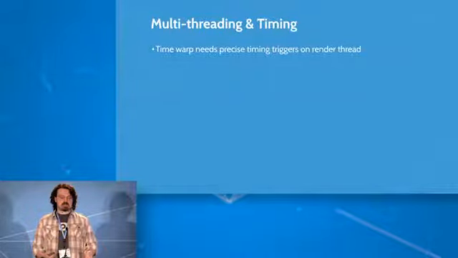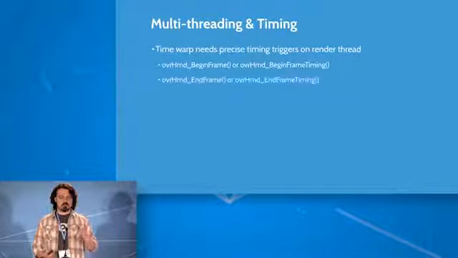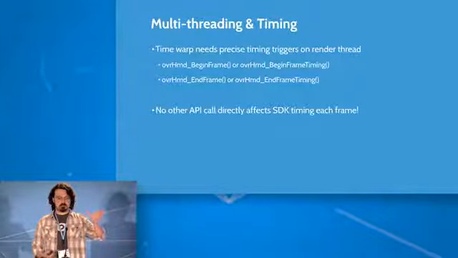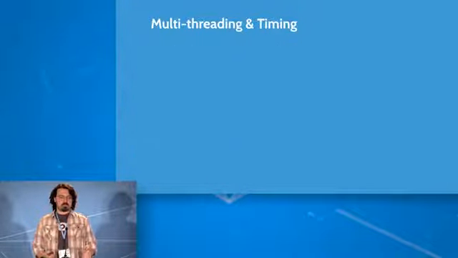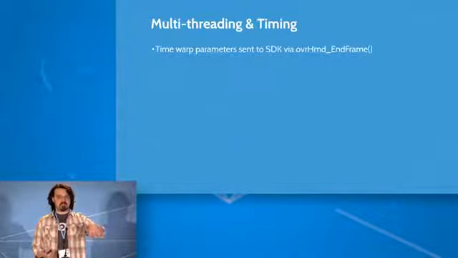And in this case, you want to make sure your Time Warp is getting very precise timing triggers. Essentially what we mean by that is you're starting it with your begin frame or begin frame timing on the render thread, and you're ending with your end frame or end frame timing calls. And in our SDK, there is really no other call that affects the timing that eventually feeds into the Time Warp each frame.